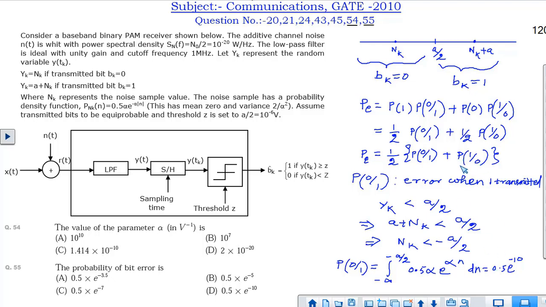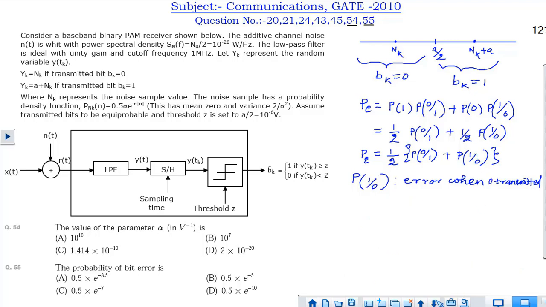Next we can get the conditional probability when 0 is transmitted and we received 1 at the output. So what is this conditional probability? This conditional probability is nothing but error occurring when 0 is transmitted. That is, 0 is transmitted and because of the noise this point fluctuates so that it crosses a by 2. So error will occur when yk is greater than a by 2, and for 0 to be transmitted, yk is simply nk.